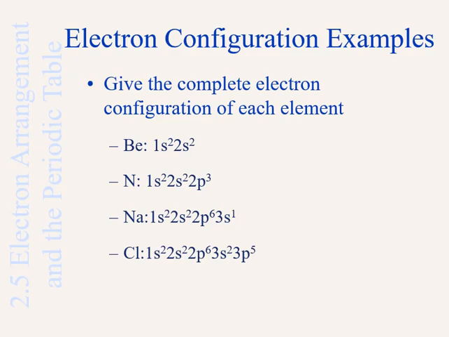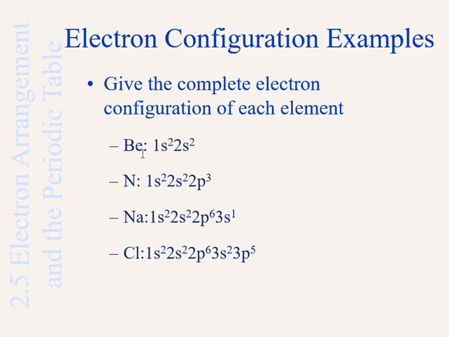The electron configuration examples. You were asked to write the electron configuration for beryllium, nitrogen, sodium, chlorine, and one more, silver, which you don't see on this list, and I have removed it for a reason. But I do want you to write that. But here are the answers.